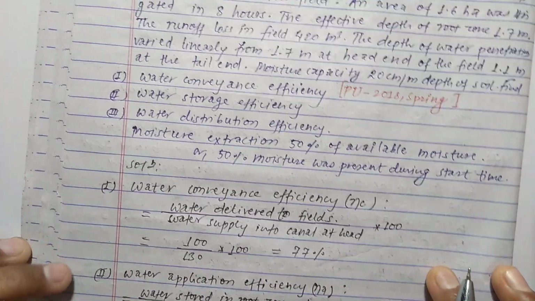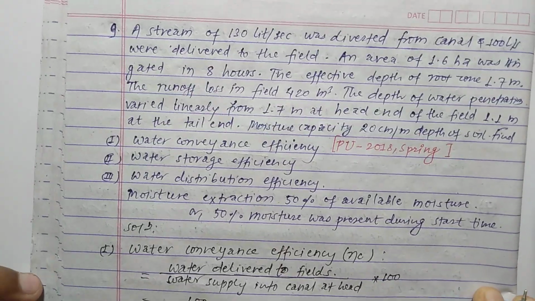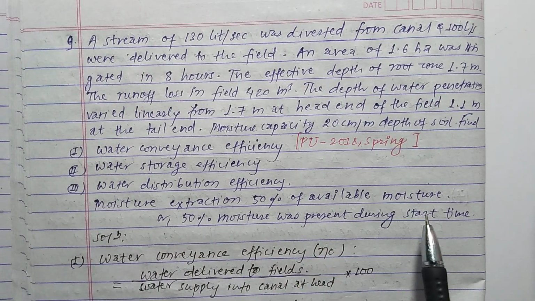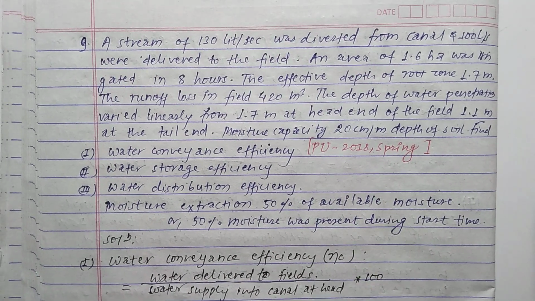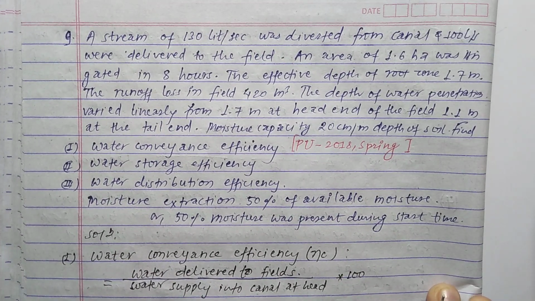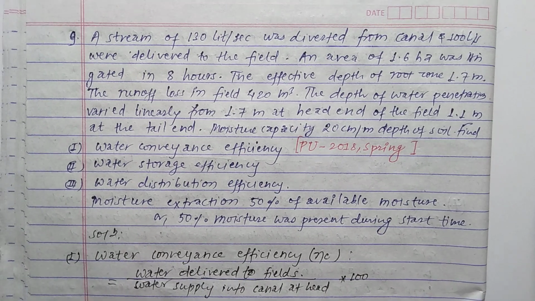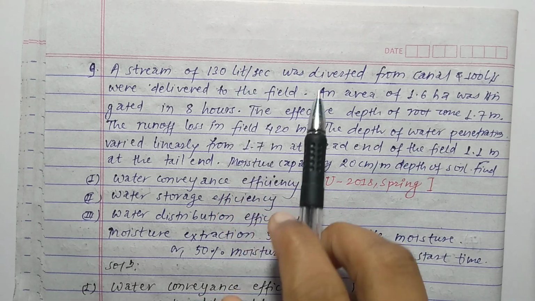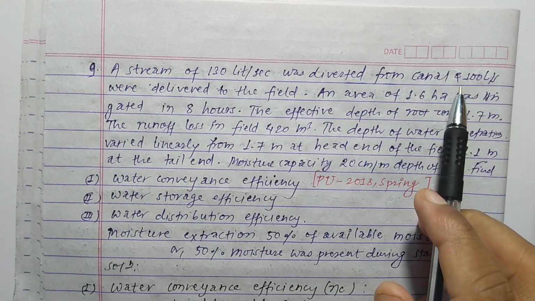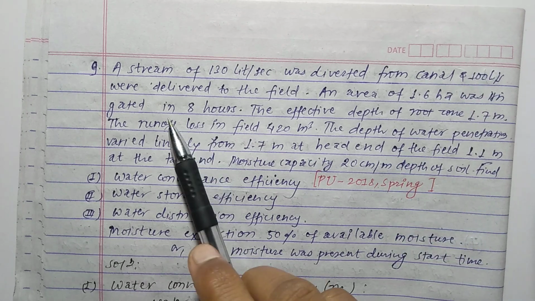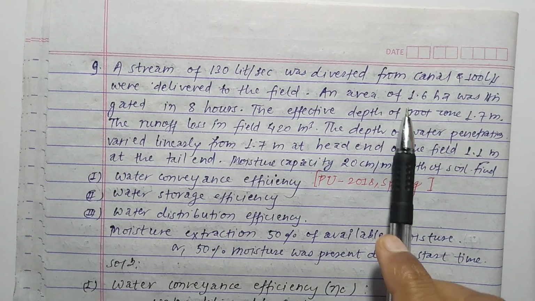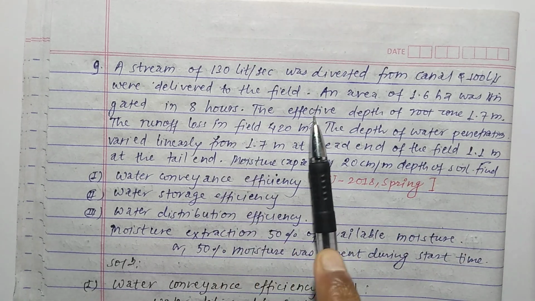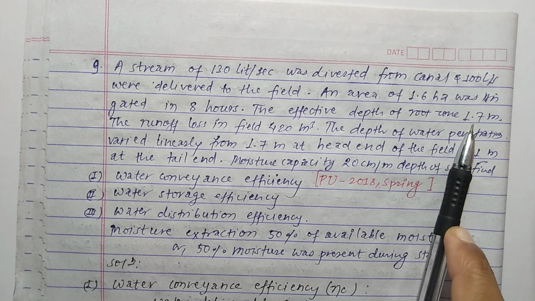And you can see here in the next numerical we have this question. This question was already asked in Pokhara University 2018 spring. So let's see the solution of this numerical. We are given a question: a stream of 130 liter per second was diverted from a canal, and 100 liter per second were delivered to the field. An area of 1.6 hectare was irrigated in 8 hours. The effective depth of root zone is 1.7 meter.